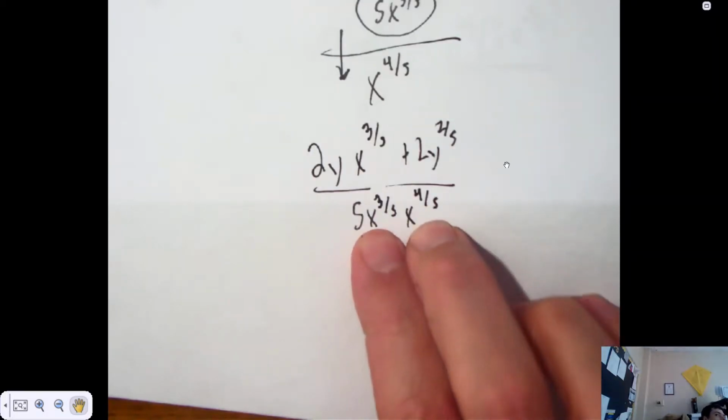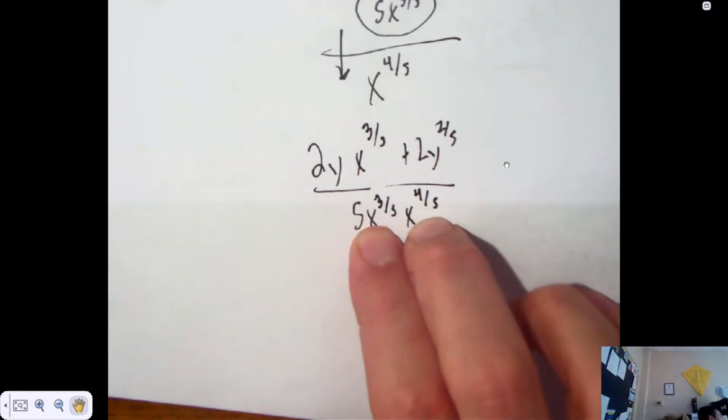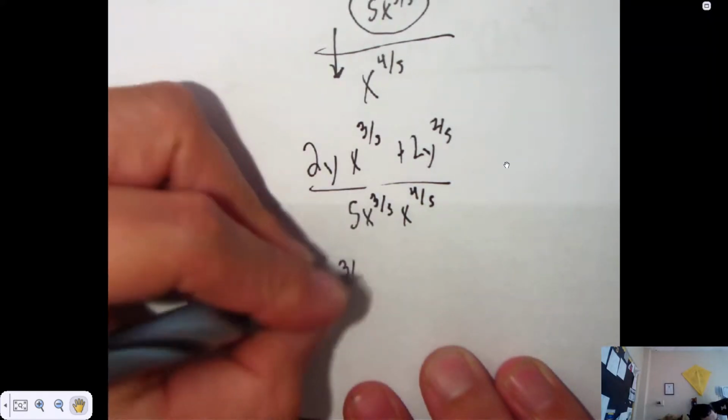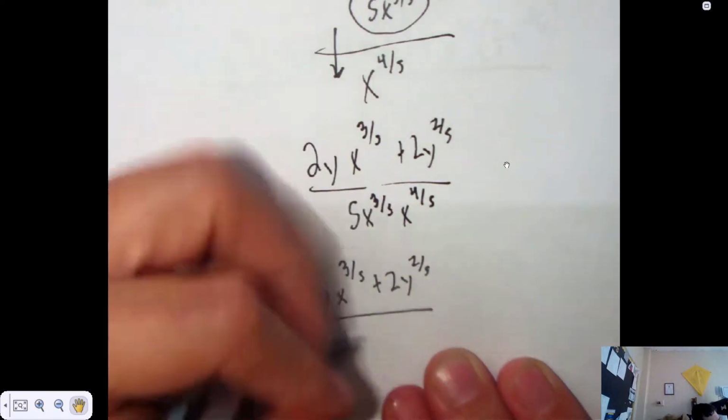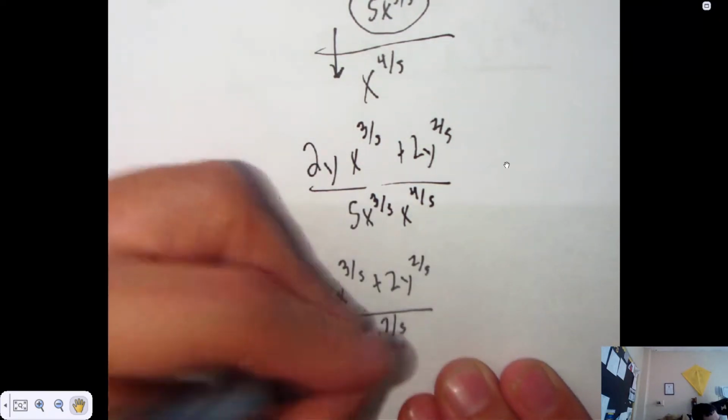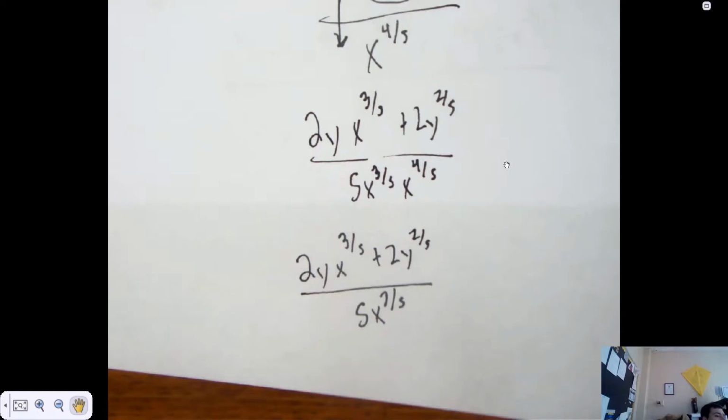Those are like terms. Add the exponents. 3 and 4 make 7. So 2y x to the 3/5 plus 2y to the 2/5 sitting over 5x to the 7/5 is hopefully my derivative.